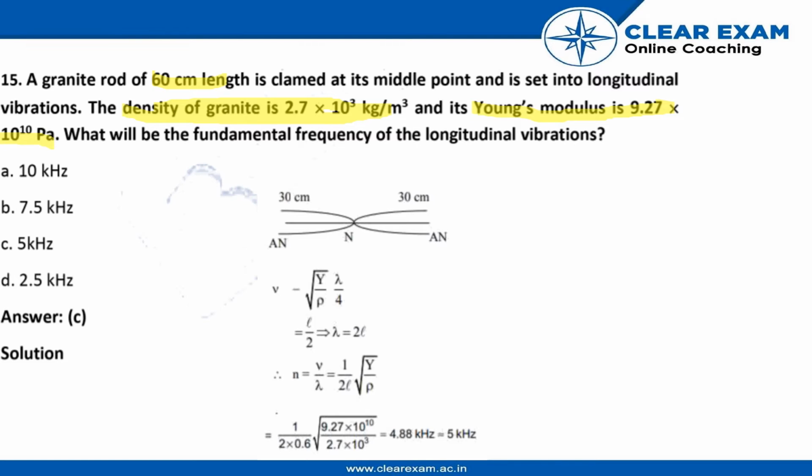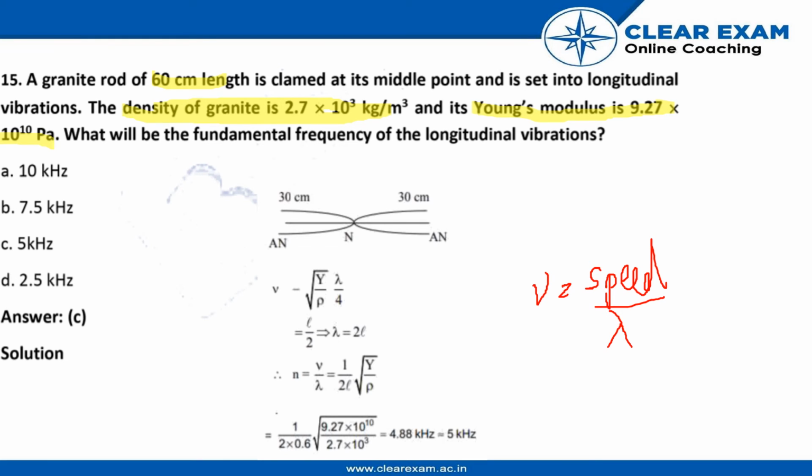Now we'll use two equations, that is one for the speed and one for lambda, that is the wavelength. We know that frequency nu is equal to speed by wavelength, right? We don't have this value of speed and we don't have the value of lambda.